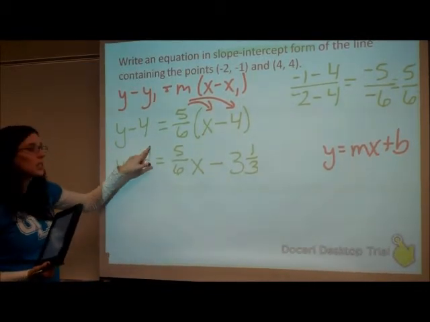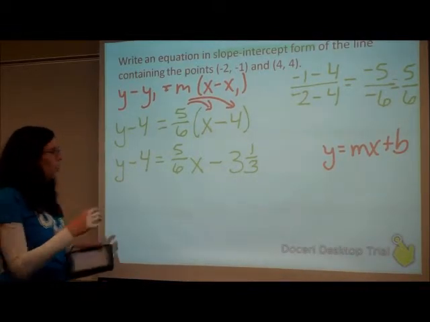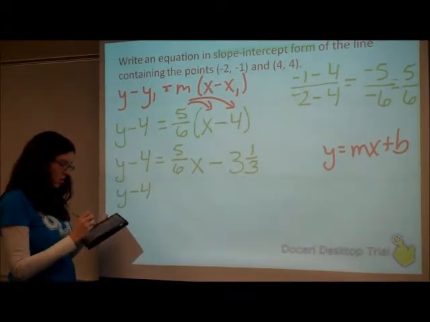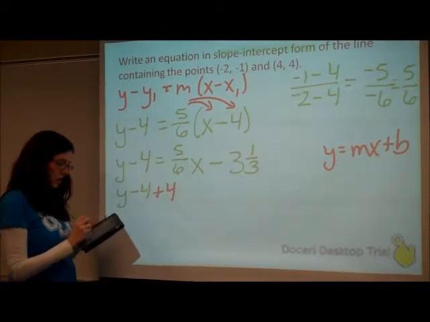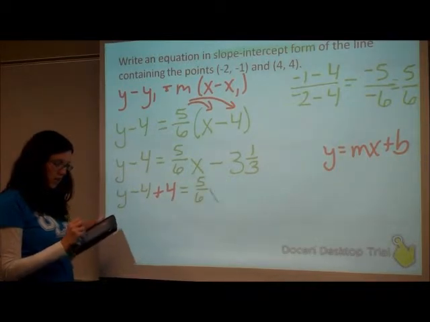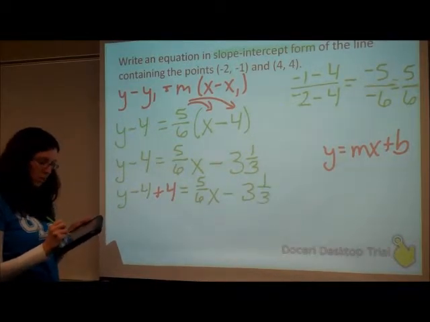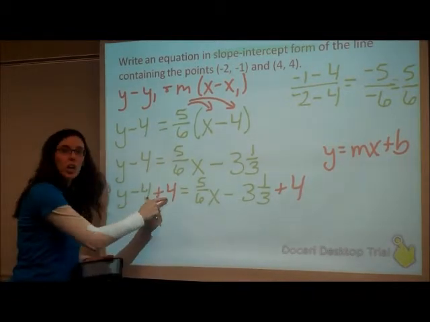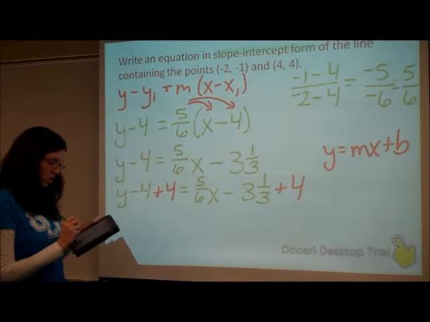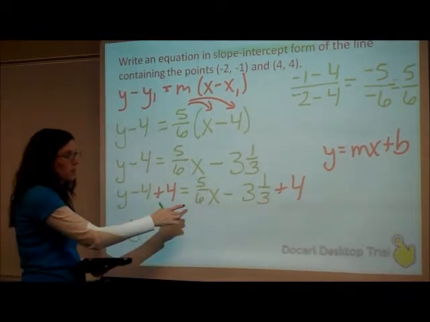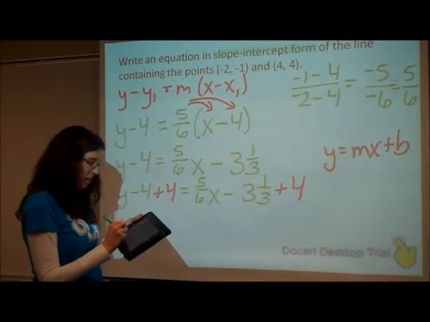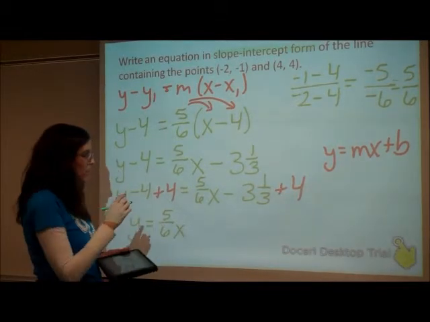Now, the next thing we need to do is get rid of this number. Well, it is being subtracted over here. So I want to add 4 to both sides in order to get rid of it. So this is just going back to solving an equation. It was being subtracted, so we need to add it, because subtracting 4, then adding 4 cancel each other out. So now I'm left with my y on my left. Well, this is my only x term over here, so 5/6x is going to stay the same.